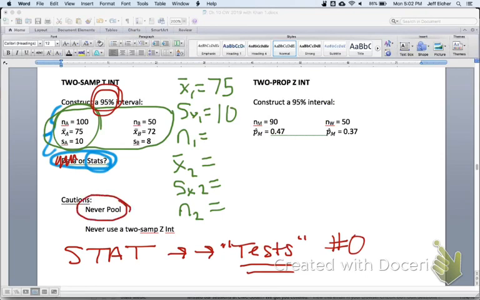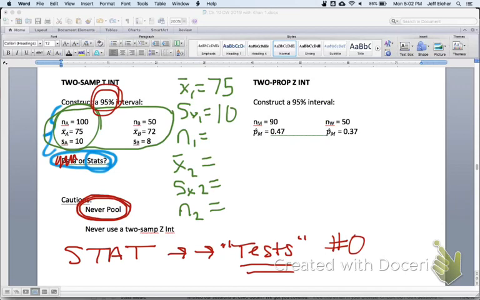We never pool, so we say no on pooling. What pooling is: should we assume that the population variances are the same? If they are, then we will pool the standard deviations. Well, I have no clue, and we never really have a good clue if the population variances are equal. So we always say no. No, don't pool. No pooling. It sounded like pulling. No pulling teeth or something. I hope this video isn't pulling teeth.